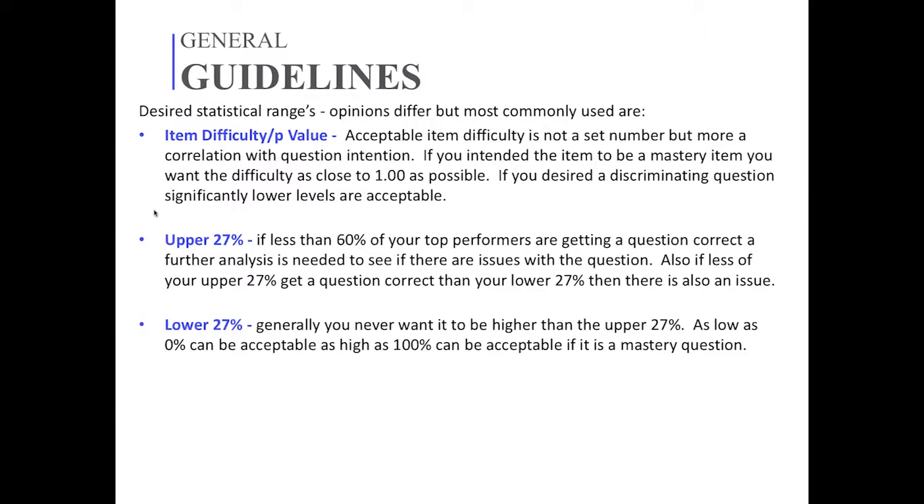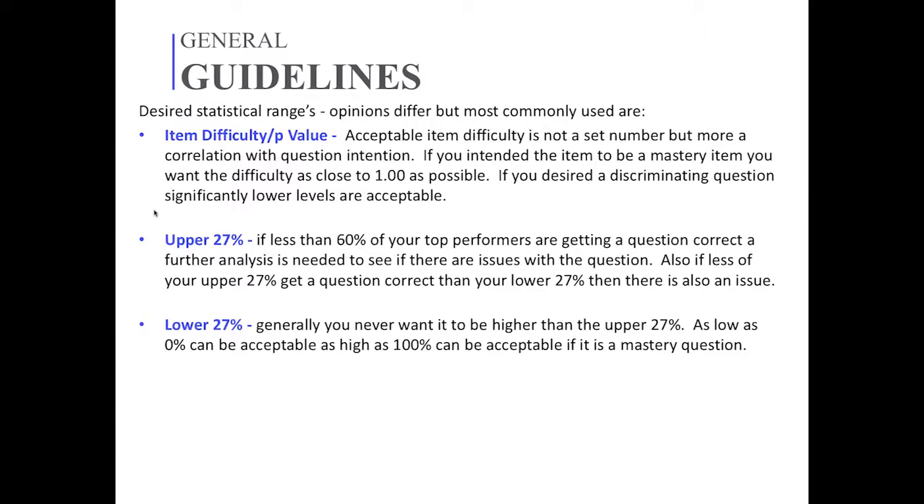You have to marry it against your intent and then marry it against the other statistics. It's not that anything above 50% of the class getting correct is good or bad for the p-value. That's not really the case. It's really more of a correlation between the two. If it's high, you can see lower on the others. If it's low, you want to see higher on the others. You're just looking at the ratio and the comparison between those two things.